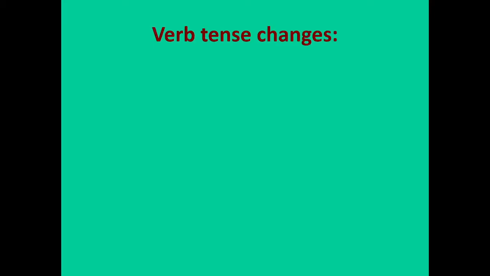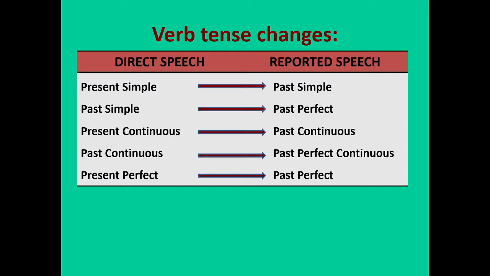The verb tenses change. For example, we have direct speech, and if you have one of these tenses, you have to follow the reported speech structure. If you have a present simple sentence, you have to change it into past simple. Past simple into past perfect. Present continuous into past continuous. Past continuous into past perfect continuous. And present perfect to past perfect.